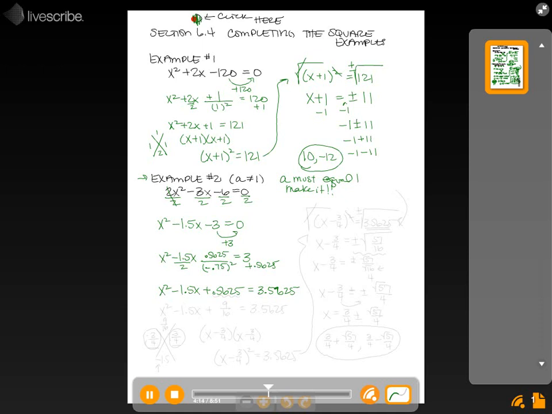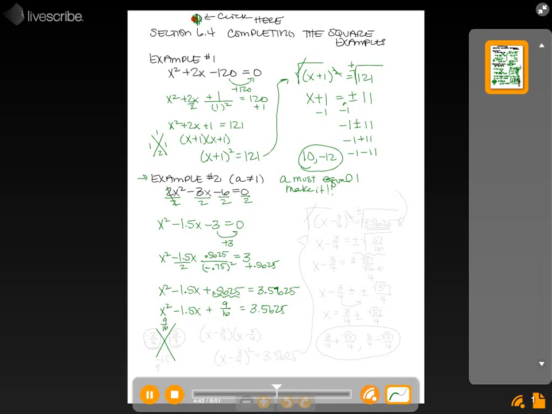3.5625. I'm going to change this to a fraction, 0.5625, and your calculator will do that. You should know how to do that. It ends up that this is really 9/16. Now the reason I made it 9/16, I'll show you why here in a second. We have x squared minus 1.5x plus 9/16 equals 3.5625. I'm going to draw my x.